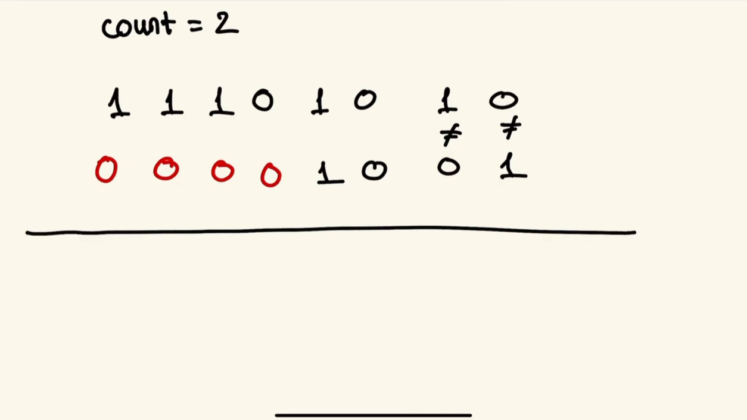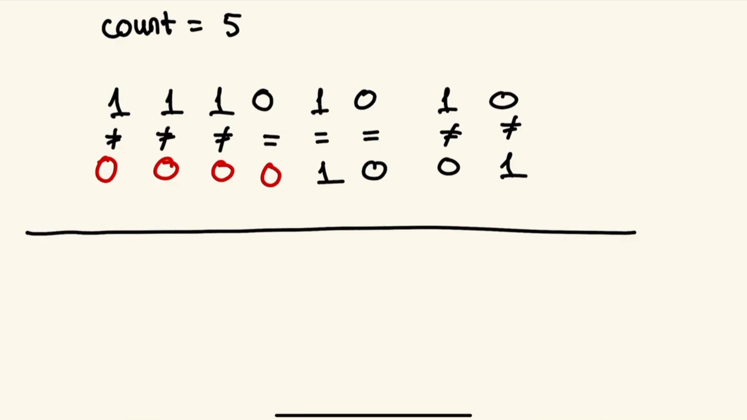This one is not different, this one is not different, so equal. This one also, this one also. But this one, they are different, so you need to increment the count as well. So 1 is here, so we're going to be 3, and then different here, this one is going to be 4, and then another difference here, so it's going to be 5.